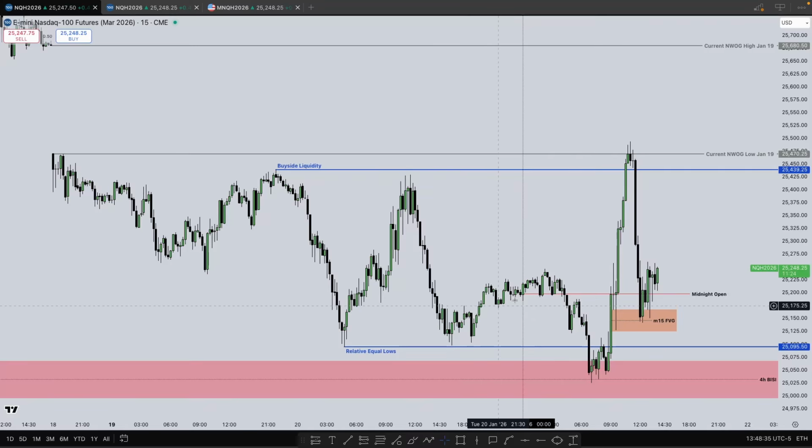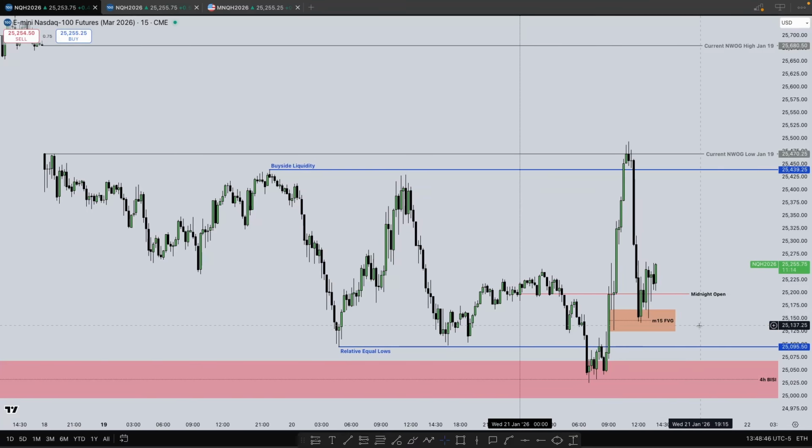So what we had was to see price trade below the midnight open, taking out relative equal lows and reacting inside a high time frame PD array, being the 4-hour BC. After we see price react on the 4-hour BC, we see price have a beautiful impulsive movement going higher and leaving this 15-minute FVG.